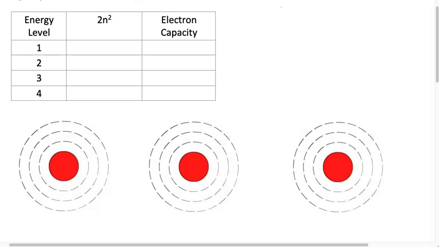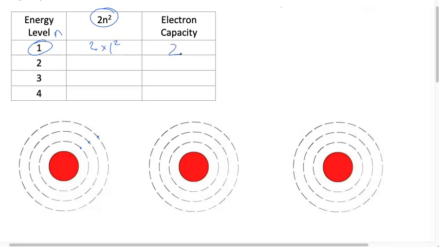Let's have a look at the diagram here on the left. That would be energy level 1, this would be energy level 2, this would be energy level 3, or shell 1, 2, 3. Our capacity is determined by the formula 2n squared, where n is the energy level. We square it, then double it, and that gives us our capacity. For the first, it's 2 times 1 squared, which is 2 times 1, which is 2.